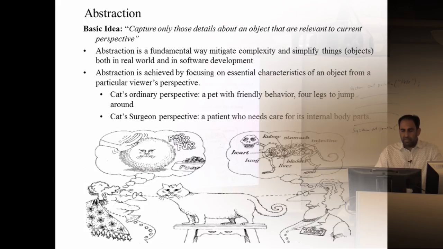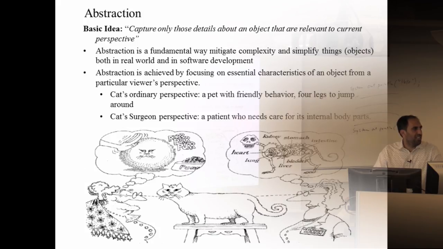But if we look at a cat from a doctor's perspective, a doctor may look at the cat from the medical point of view. So it looks at whether it has healthy lungs and kidneys and stomach and all the internal bones, and so it will have a different abstraction. So different users may have different abstractions.